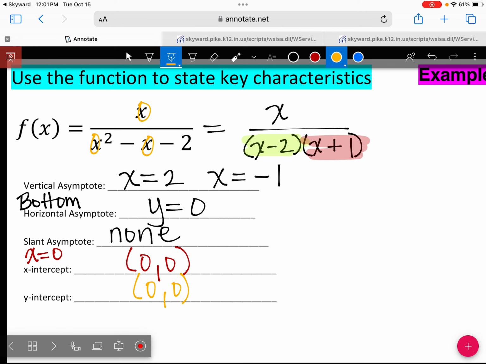For horizontal, is it higher at the top or higher at the bottom? My exponent. Do you see how this is x to the first? We have a 1 here, and we have a 2 at the bottom. What's higher, 1 or 2? And where is that 2, at the top or the bottom? So it's bottom heavy. And if you look at the yellow paper, anytime it's bottom heavy, the horizontal asymptote is y equals 0. You don't have to do any division or anything.